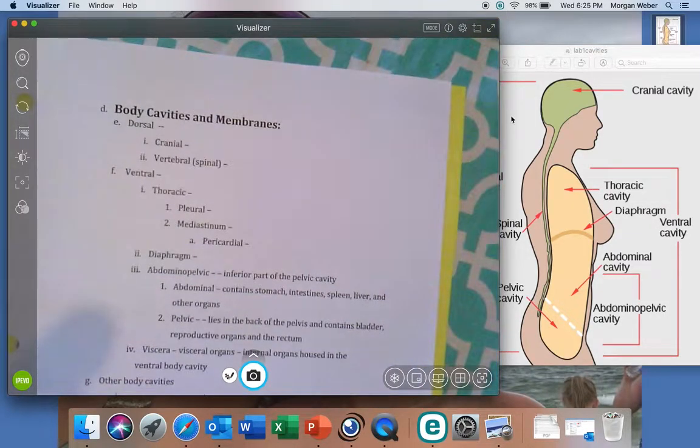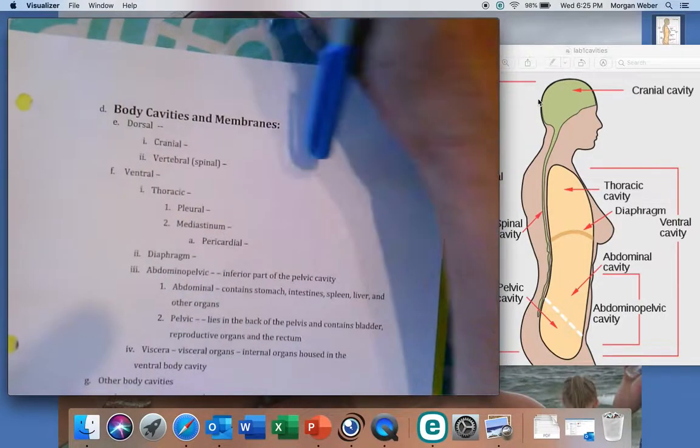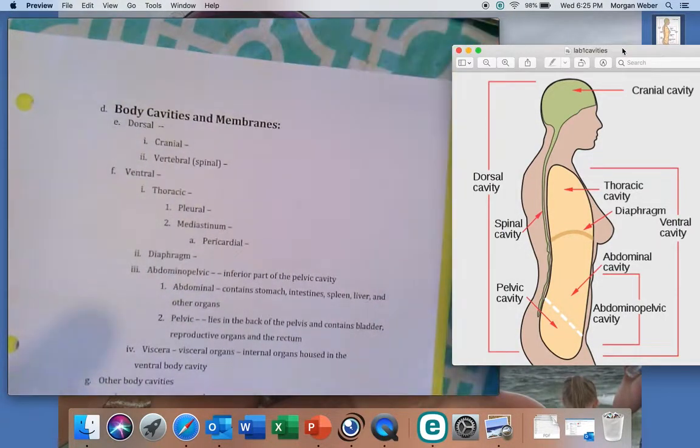All right, so let's start the video. So we are looking at body cavities. Let me bring this on top. There we go. All right, so we're going to start with the dorsal body cavity.